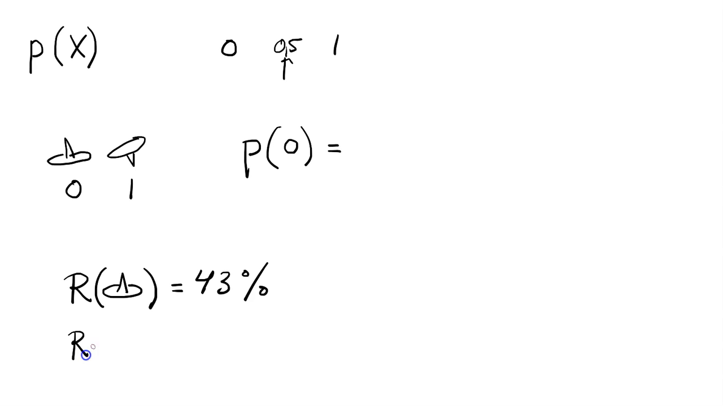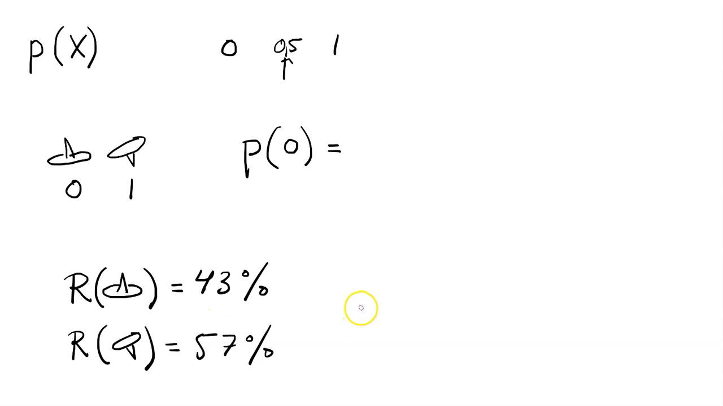And then, of course, the pin down will be the remaining. So the relative frequency of pin down will be 57%. So 43% of the outcomes will be pin up and 57% of the outcomes will be pin down.